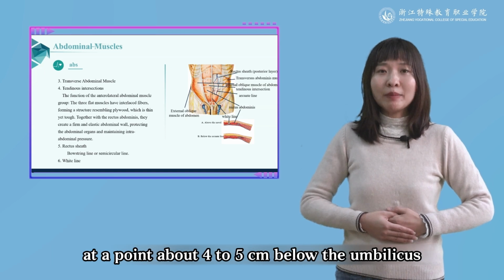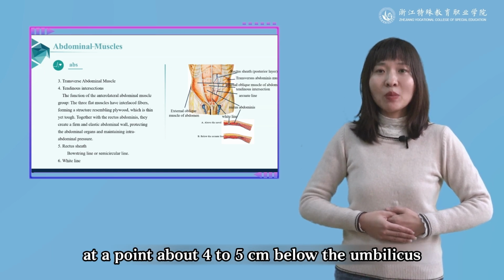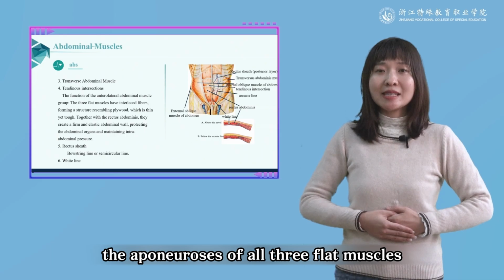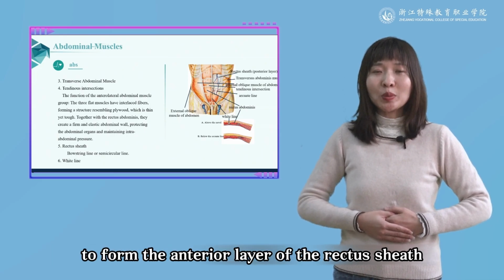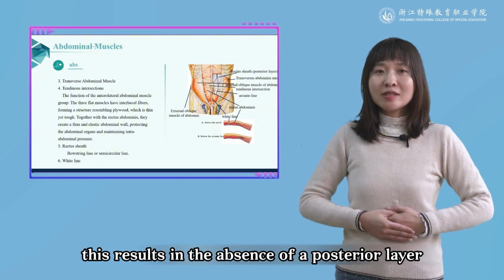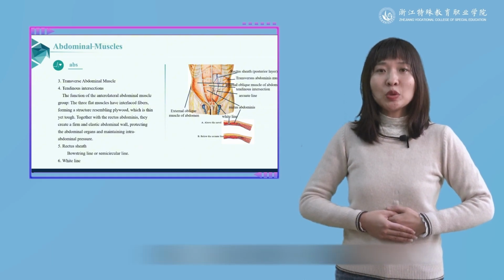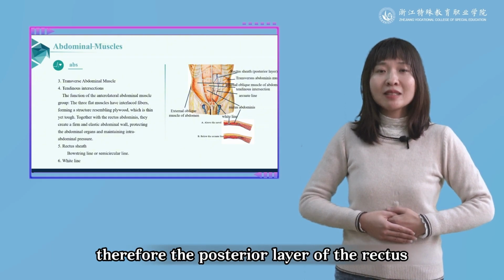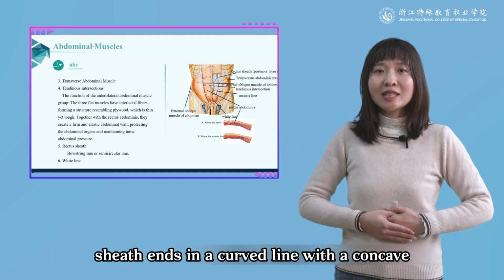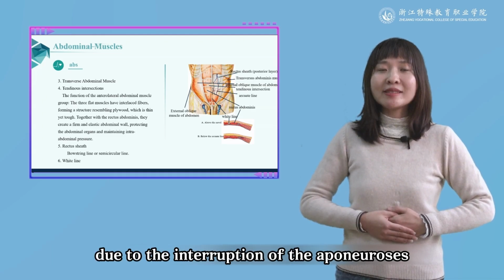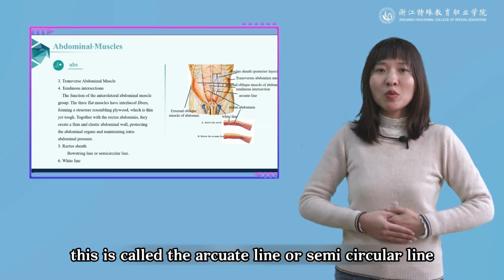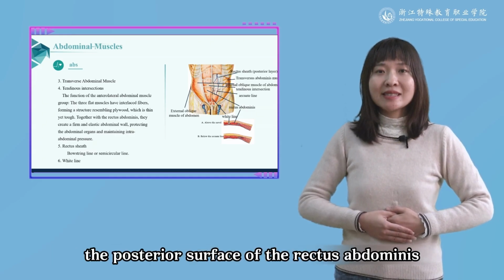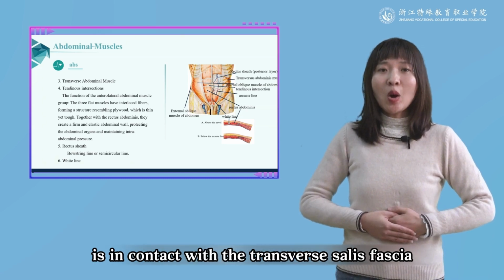At a point about 4 to 5 centimeters below the umbilicus, the aponeuroses of all 3 flat muscles pass anterior to the rectus abdominis to form the anterior layer of the rectus sheath. This results in the absence of a posterior layer. Therefore, the posterior layer of the rectus sheath ends in a curved line with a concave inferior edge, due to the interruption of the aponeuroses. This is called the arcuate line or semicircular line. Below this line, the posterior surface of the rectus abdominis is in contact with the transversalis fascia.